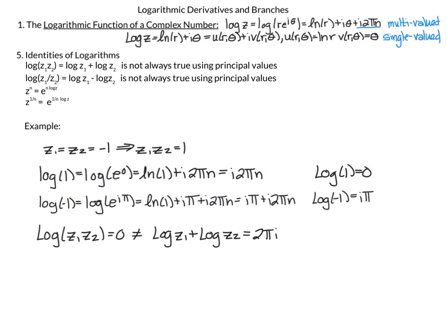Log of negative 1 is equal to log, radius is 1, e to the iπ, which is natural log of 1 plus iπ plus i 2πn. And this goes to 0, so we have iπ plus i 2πn. And so capital Log of negative 1 will be equal to iπ. So now if we look at Log of z1 times z2, that would be Log of 1, which with the capital is equal to 0. And that is not equal to Log of z1 plus Log of z2. That would be over here, which would be πi plus πi, so that would be 2πi. So you can see that this is demonstrated. It's not always true when you're using these principal values.